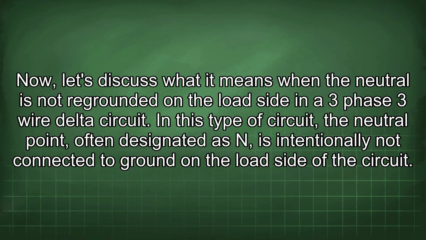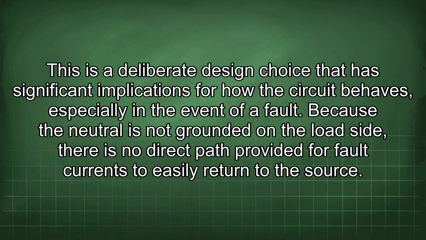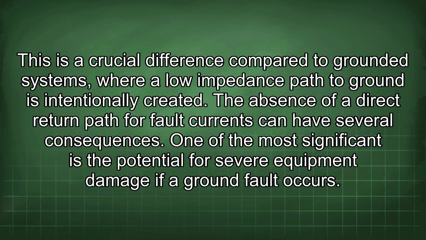Now, let's discuss what it means when the neutral is not regrounded on the load side in a three-phase 3-wire delta circuit. In this type of circuit, the neutral point, often designated as N, is intentionally not connected to ground on the load side of the circuit. This is a deliberate design choice that has significant implications for how the circuit behaves, especially in the event of a fault. Because the neutral is not grounded on the load side, there is no direct path provided for fault currents to easily return to the source. This is a crucial difference compared to grounded systems, where a low impedance path to ground is intentionally created.